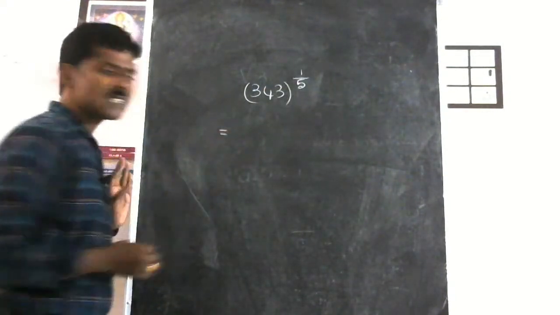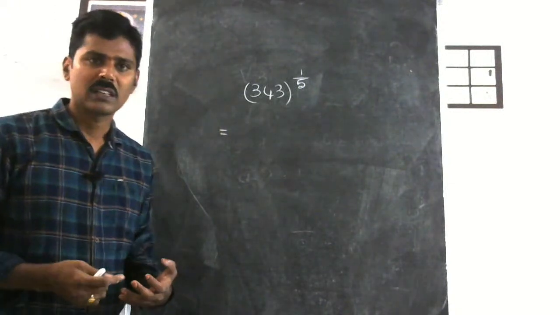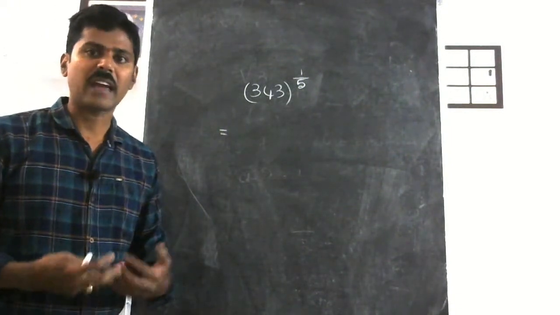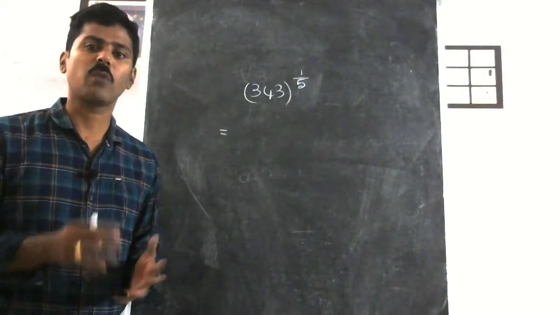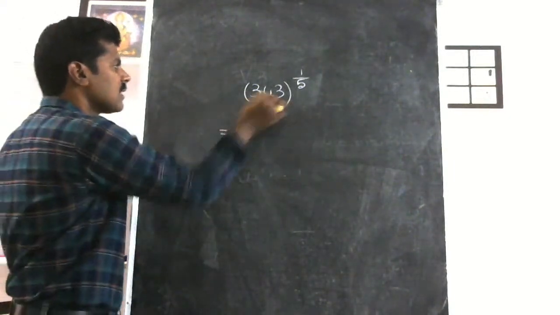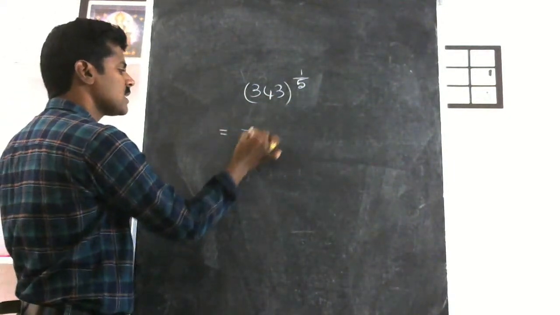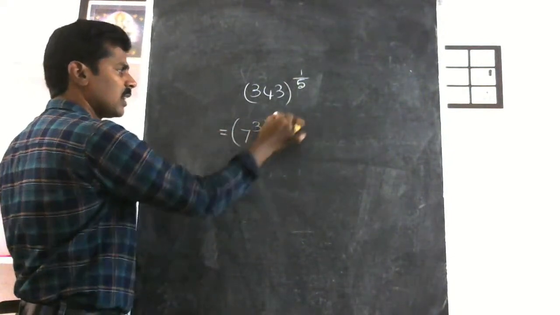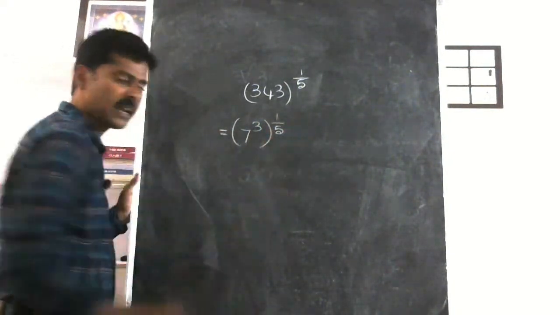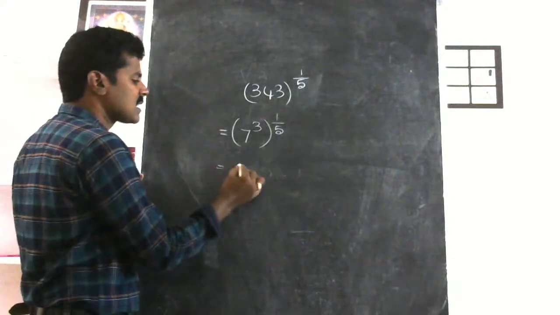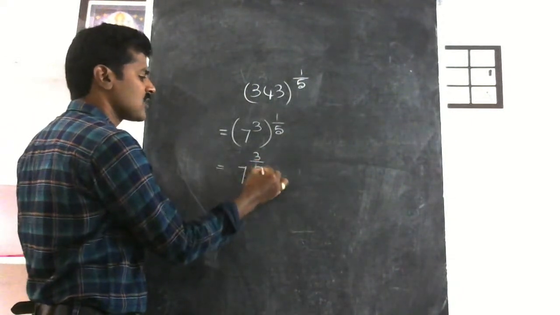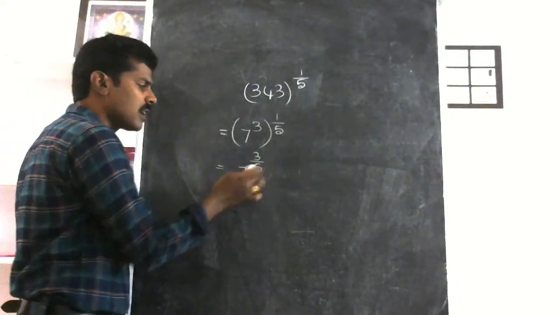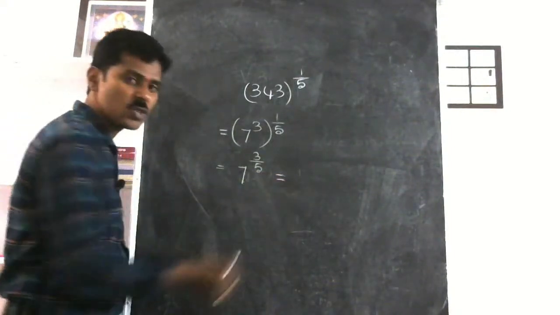So when asked to simplify, we have to do whatever we can, at most the simplification we can, we have to complete. That means 343 can be, so many have written 7 cube. This is not wrong, this is right. But see, still it remains as an irrational number. 7 cube to the power 1 by 5, 3 by 5. How can you write this one into radical form?